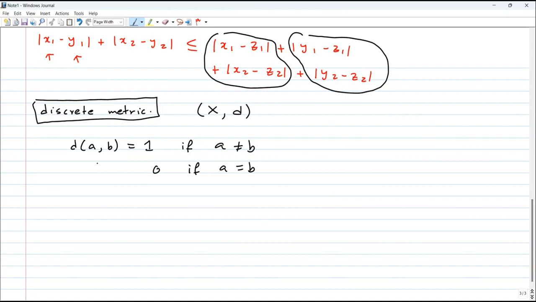Okay, first of all, is this a metric space? What about the positivity? Is the distance between any two points always positive, and 0 if and only if A equals B? Yes, it is positive, so positivity is fine. Do we have the symmetric property? Well, if A is not equal to B, then B is not equal to A, so it's either both 1 or both 0. So that's also fine. What about the triangle inequality?